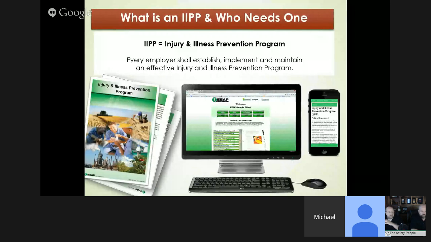So what is an IIPP? The Cal OSHA code says that every employer shall establish, implement, and maintain an effective injury and illness prevention program. A lot of times people believe that the IIPP, Michael, is the entire safety program. Elaborate a little bit on exactly what that IIPP element is. The IIPP is basically an umbrella, if you will, of all of your safety programs. It is an overview of how you are going to communicate all of the processes within your safety program. They are basically a series of 8 policies or 8 basic rules of what you're going to do to implement the safety and the safe work conditions at your facility.